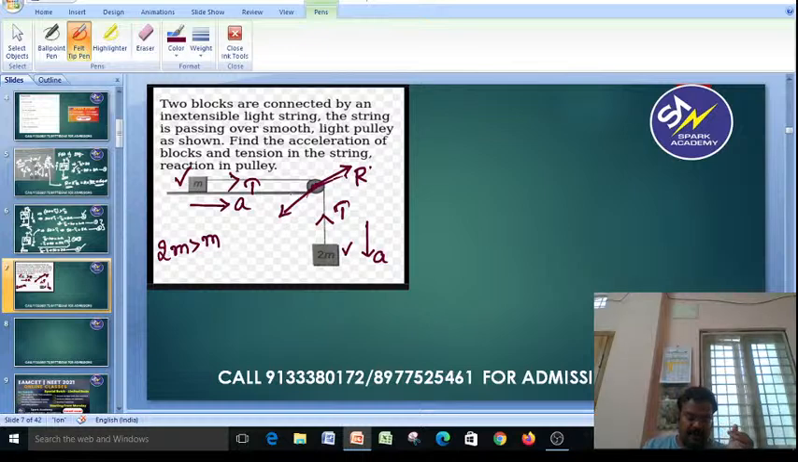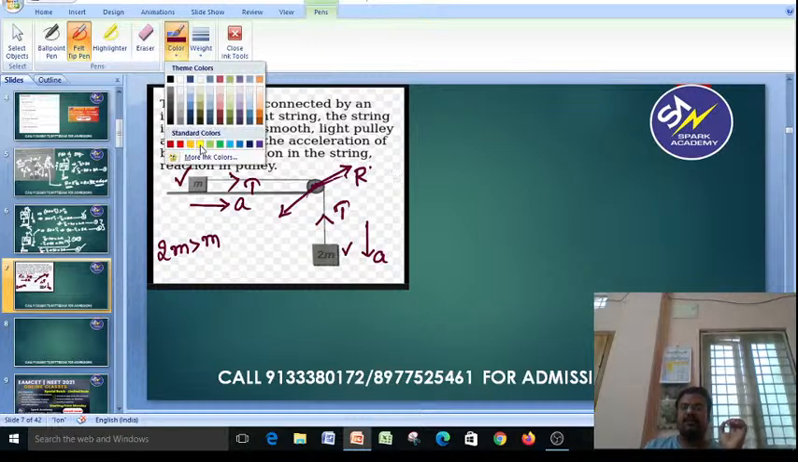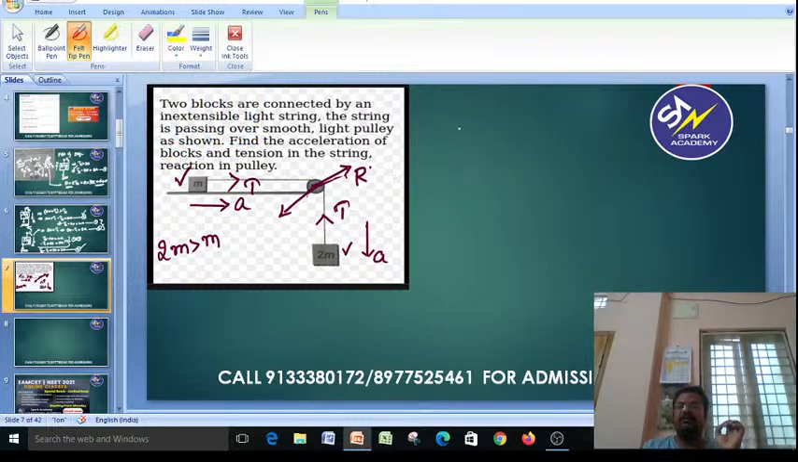Because we want to find the reaction, I want to explain this part. For this question you have to listen carefully. Definitely you will understand. If you did not understand, you can ask me again, no problem. To solve this problem, let us take the free body diagram of the 2M block.